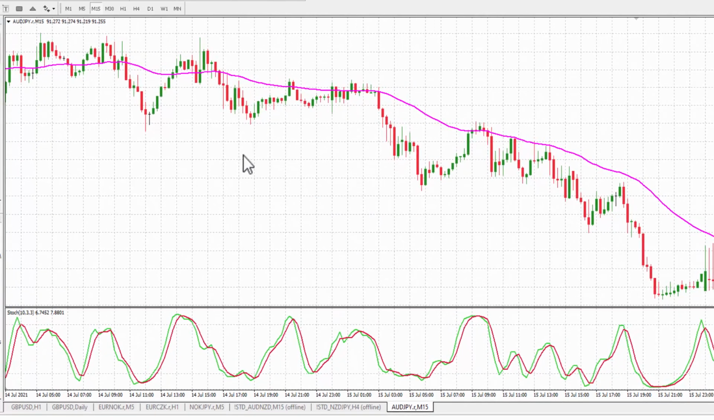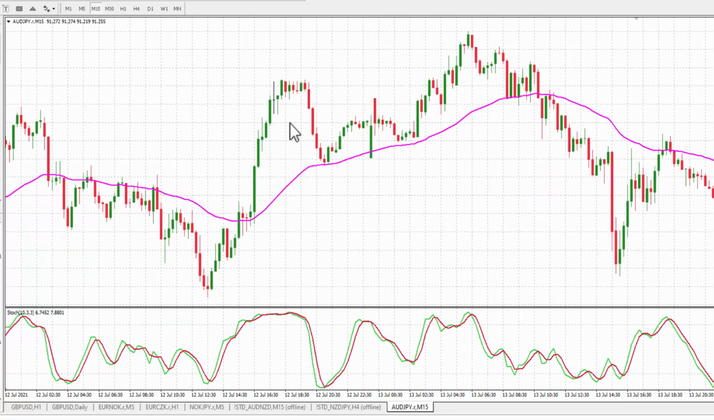So I'm only going to trade in the direction of the trend. So if the price is below the moving average, I'm only going to look for sell signals. Whereas if the price is above the moving average, I'm only going to look for entry signals, so buy signals.